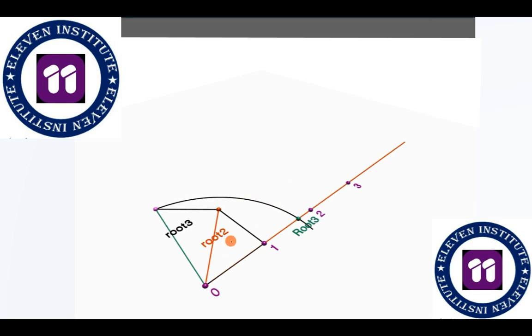The hypotenuse of the first triangle has now become the base of the second triangle, right? Root 2. Then we have drawn the altitude of 1 unit, and when I join this hypotenuse, the hypotenuse will be of the length root 3.